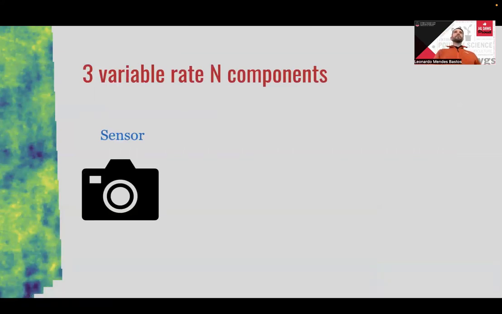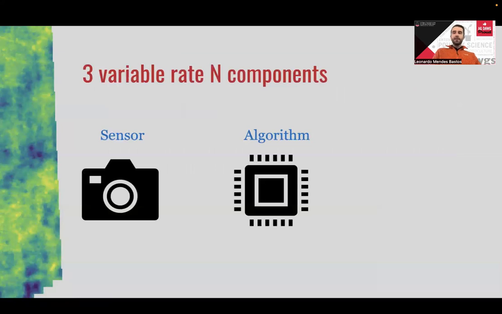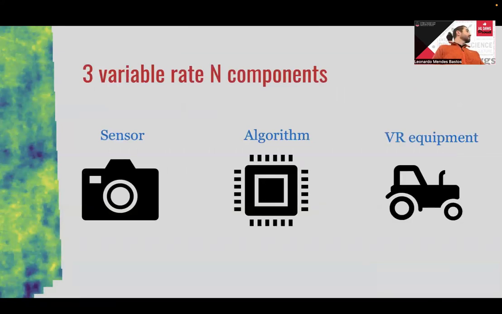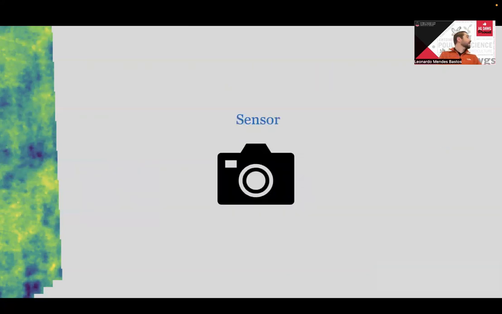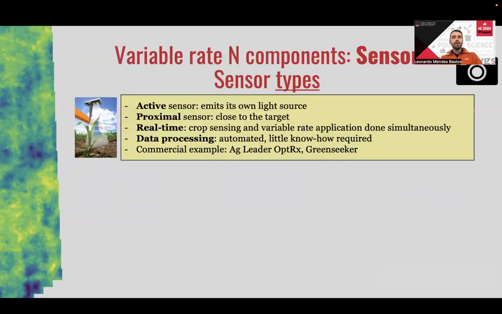If we think of it, there are three components of variable rate nitrogen management. One is the sensor, the other one is the algorithm, and the other one is the variable rate equipment. So let's go through each one of these and see what they are, what they do, and how they connect in the end. Let's begin with the sensor. There are basically three different types of sensors we can use to manage nitrogen variably in space.